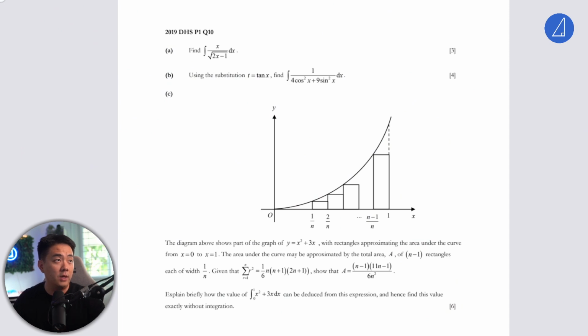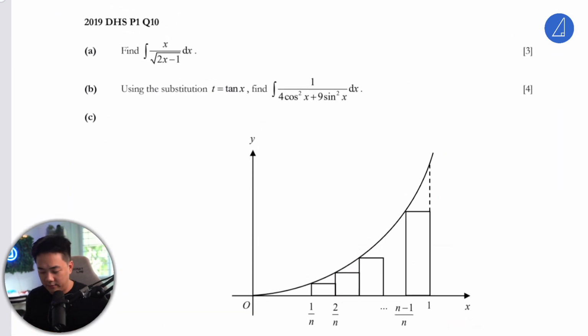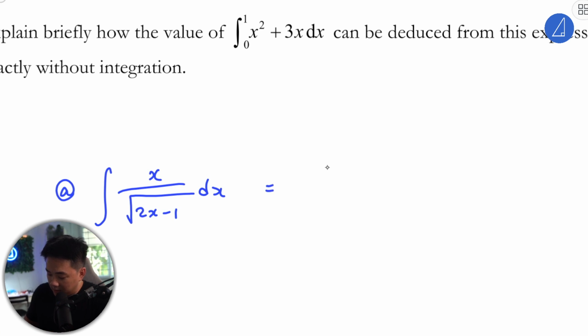Hi, students. Let's look at this question, which is on application of integration and also the integration techniques. I think let's look at the first one. So we are asked to find the integral of x over root 2x minus 1. I think firstly is to understand that this is actually by parts, right?